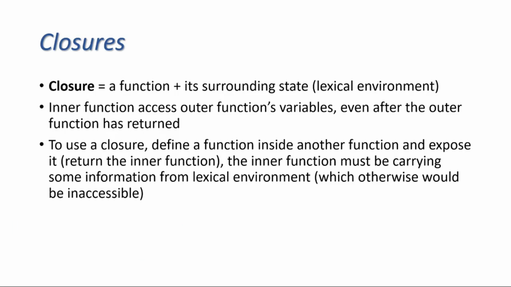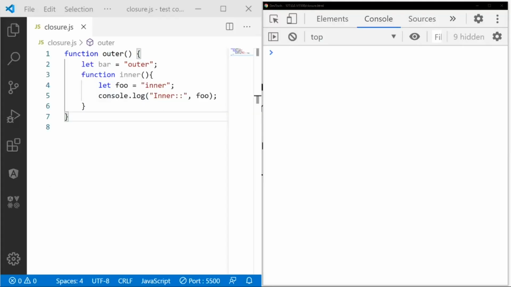And to use a closure, we have to define a function inside another function, and we have to expose it. We have to return that inner function outside. But this inner function, if it still carries some information, then we have a closure over there. All right, so let's understand this closure using examples.